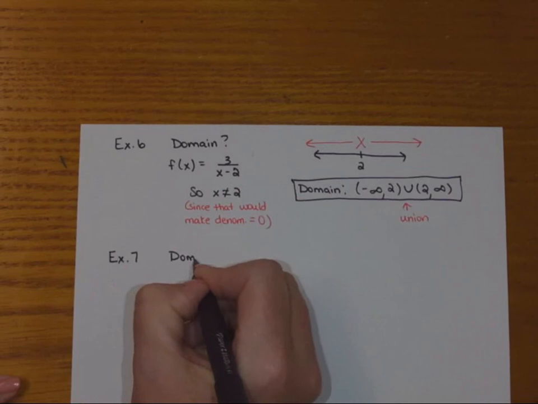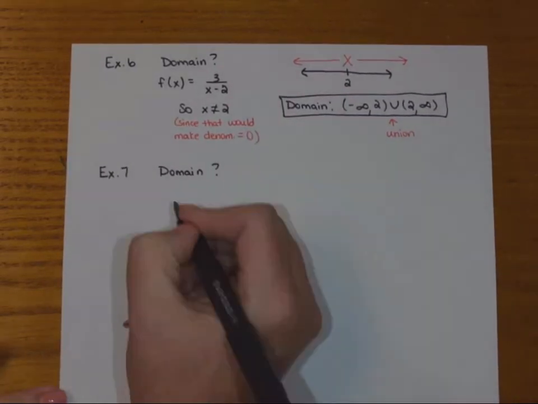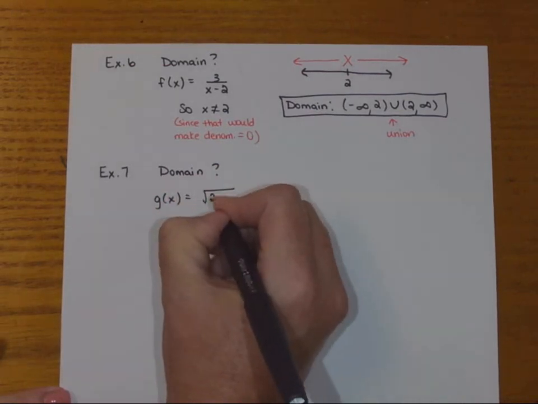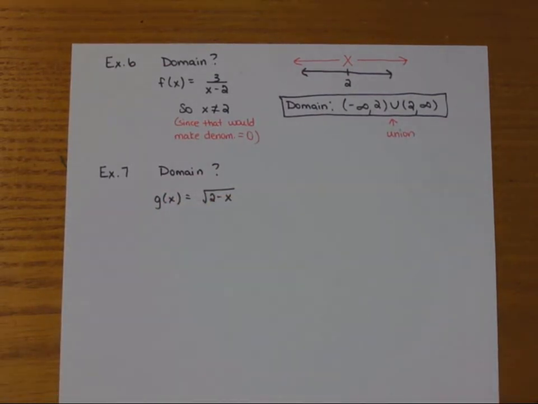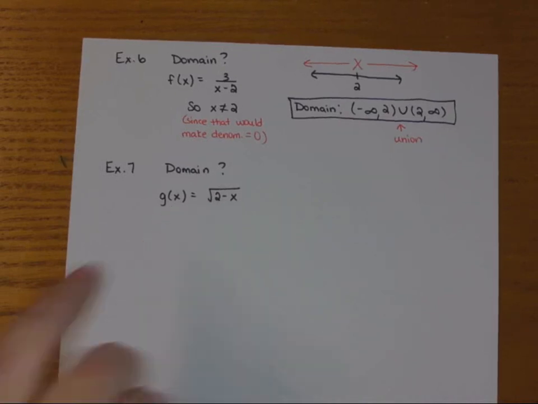So let's do one with a root in it. g of x equals 2 minus x, or sorry, the absolute value of 2 minus x. Notice it's still a function, because we have function notation here. So rather than focusing on what I don't want x to be, I'm going to focus on what I do want x to be.